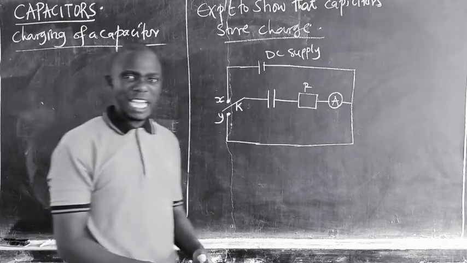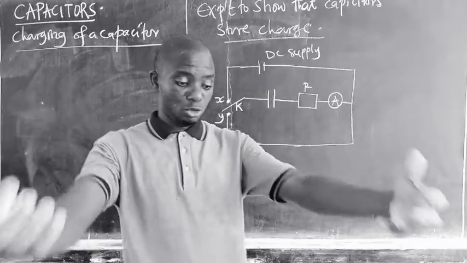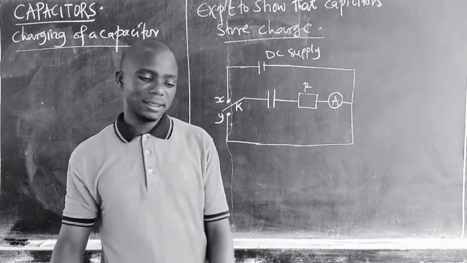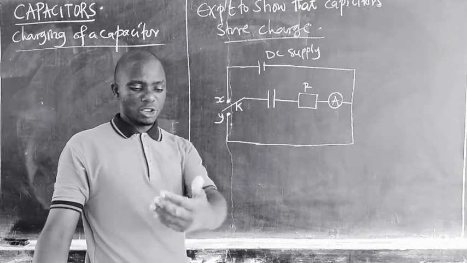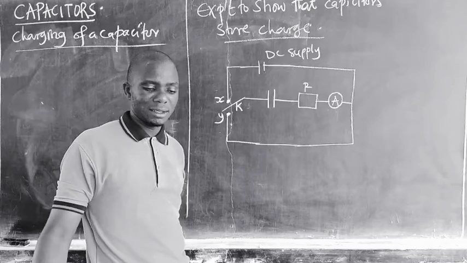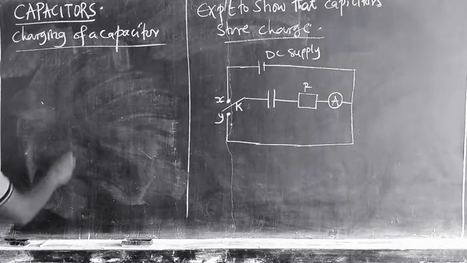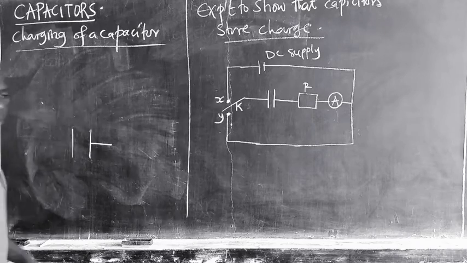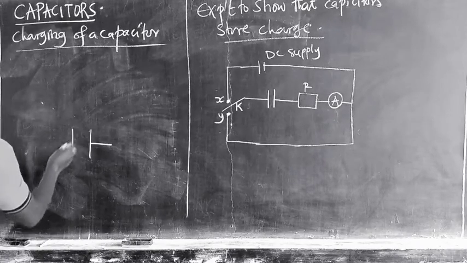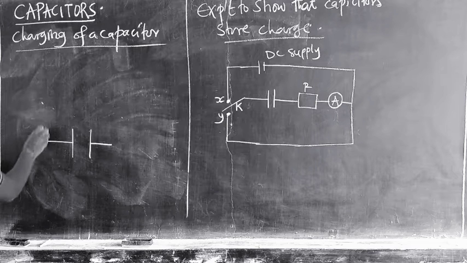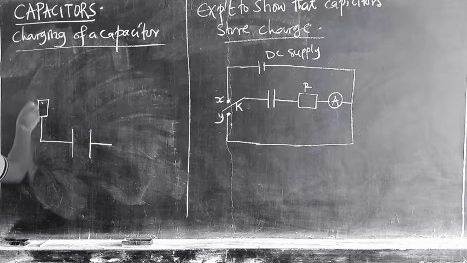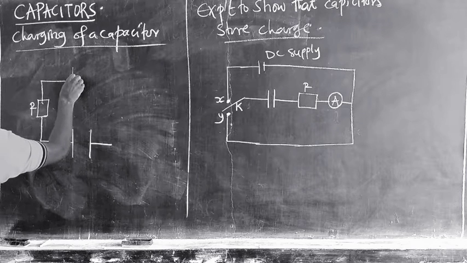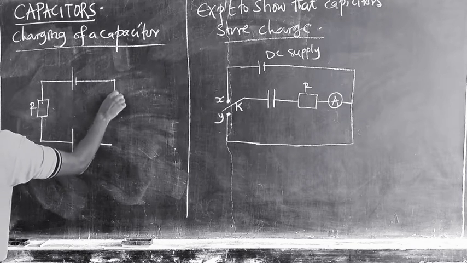So, how do you charge a capacitor? You have those two plates. That's as simple as that. You just get your capacitor, arrange it, and you have this diagram. You can have a resistor, which is protective, and you can have your ammeter there.